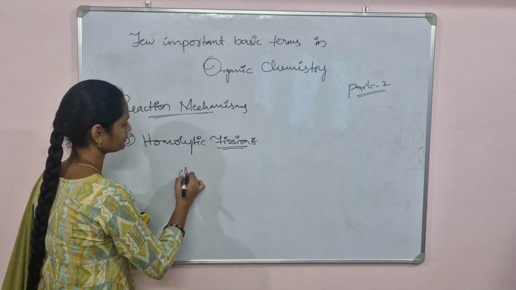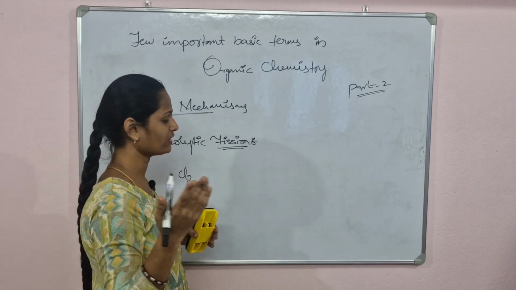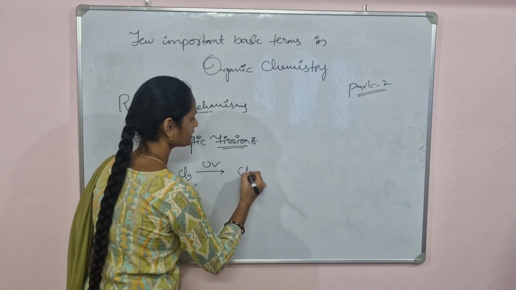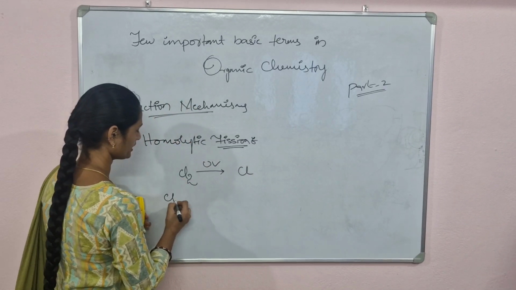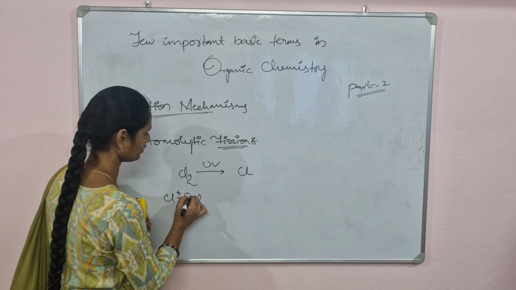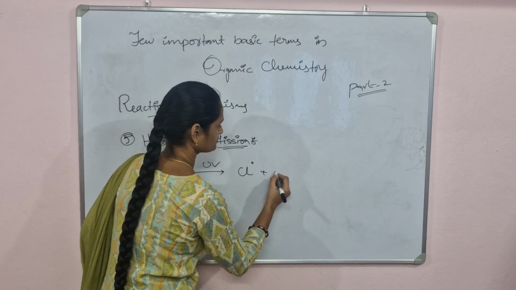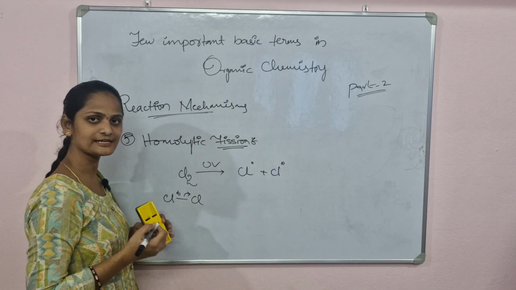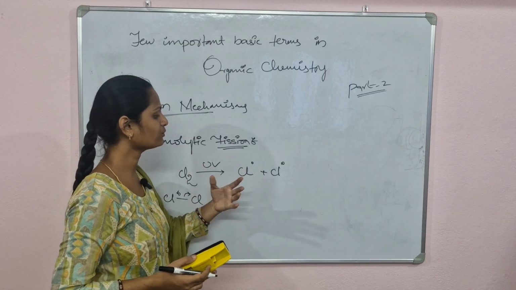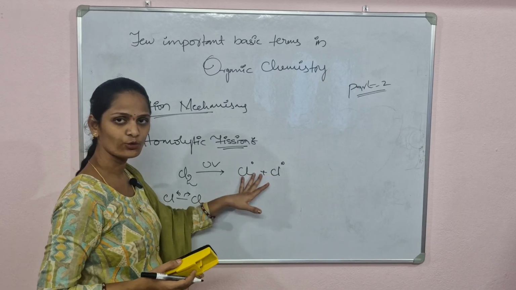For example, in the free radical example we discussed, chlorine in presence of UV light retains both the electrons. If the bond breaks, it retains its electron back, and this also will retain its electron back. Here the electrons are divided evenly between both the atoms. So it is called homolytic fission.